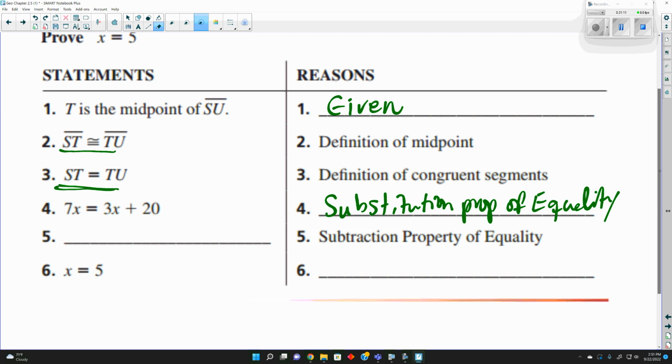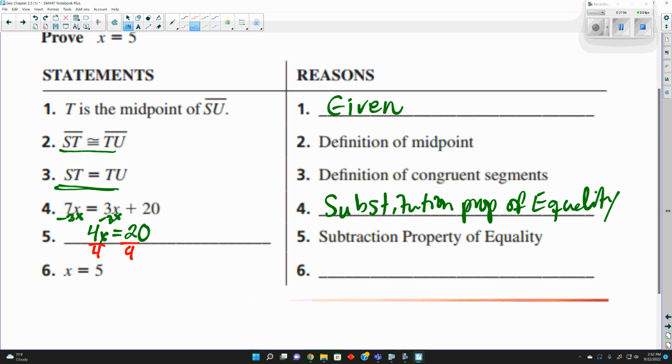Questions on this here so far? Okay, now we just need to solve this. So what can we do first to solve for x? Minus 3x. Well, they kind of gave us a hint on the other side, didn't they? Subtraction property of equality, I'm going to have to subtract something. So we can subtract 3x from both sides. 7x minus 3x is equal to 20, which would give us x is equal to 5, yes?